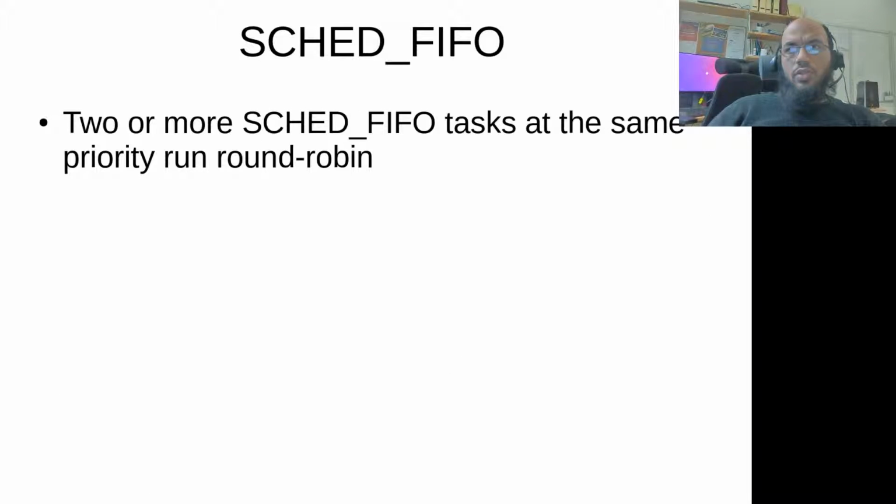So for SCHED_FIFO, if you have two or more SCHED_FIFO tasks at the same priority level, then they will run in a round-robin fashion between them. If you have, say, five different processes all using SCHED_FIFO and all having a priority of 99, then you will basically use round robin between them. Do you need to use time slicing also? No, you will not need time slicing, but once one of them leaves, then the other will start in a round-robin fashion.